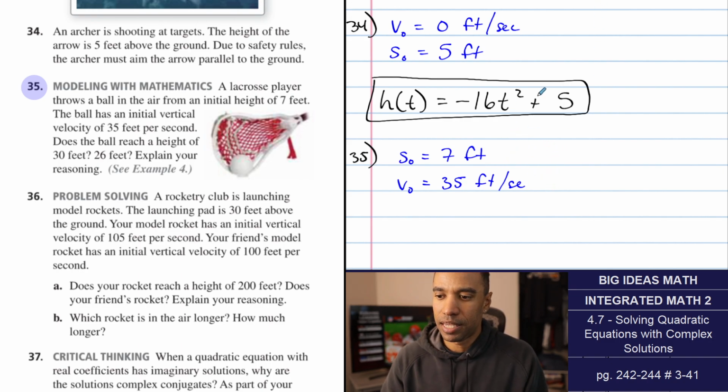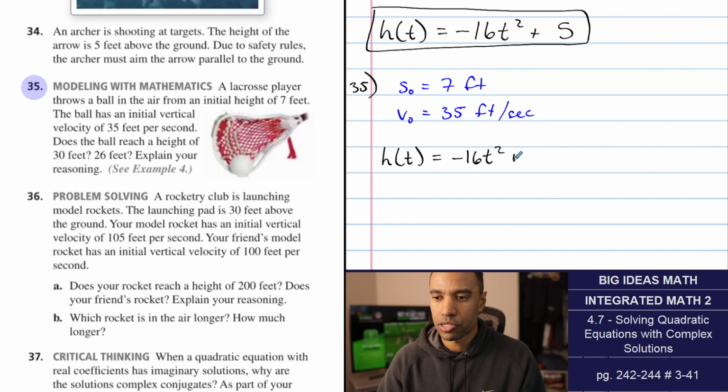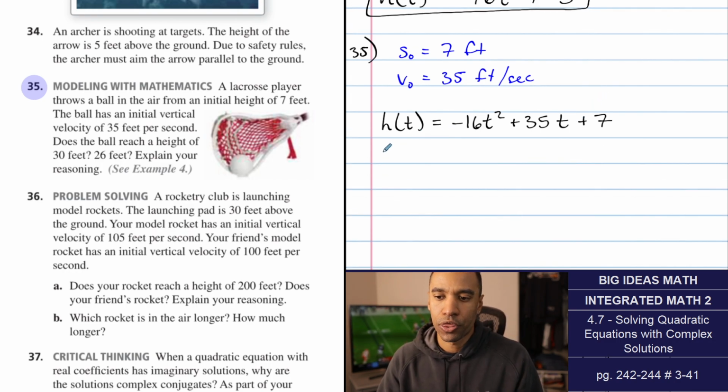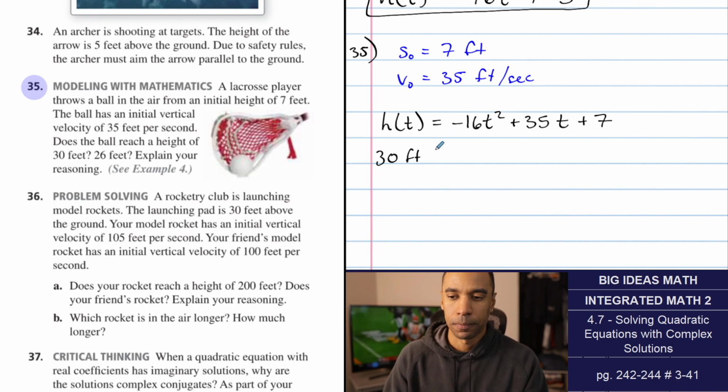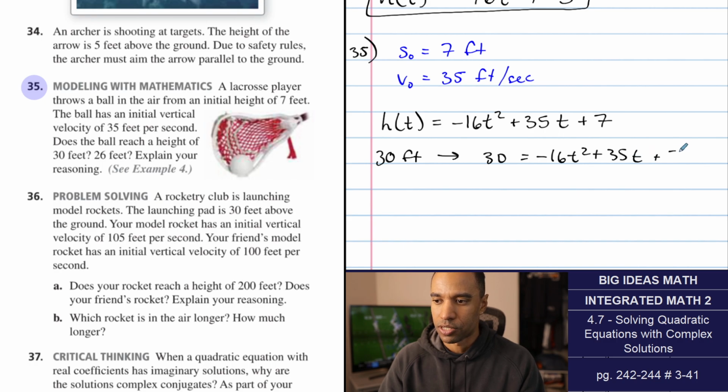Explain your reasoning. So I'm going to begin with the model, the equation. This is h of t equals negative 16t squared plus 35t plus 7. All those things come into play. Now it asks, does it reach these heights? Let's start with 30 feet. We're going to set the height to 30. When you do, 30 equals negative 16t squared plus 35t plus 7.